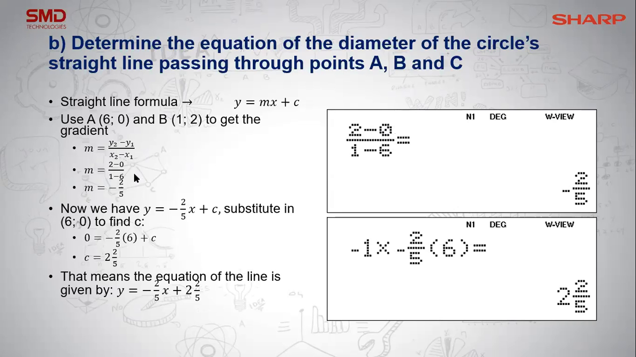Once we have that minus 2 over 5 and we've substituted it into our straight line equation, we can substitute our coordinates in, either (6, 0) or (1, 2), up to you. I just like using the 0, so that's why I've done it. Both of them should give you the same answer. So we substitute in: 0 is equal to minus 2/5 times 6 plus c. Now we're going to take this to the other side, so our negative becomes a positive, which is what I've done here, and that gives us plus 2 and 2/5. So our equation is y equals minus 2/5 x plus 2 and 2/5.